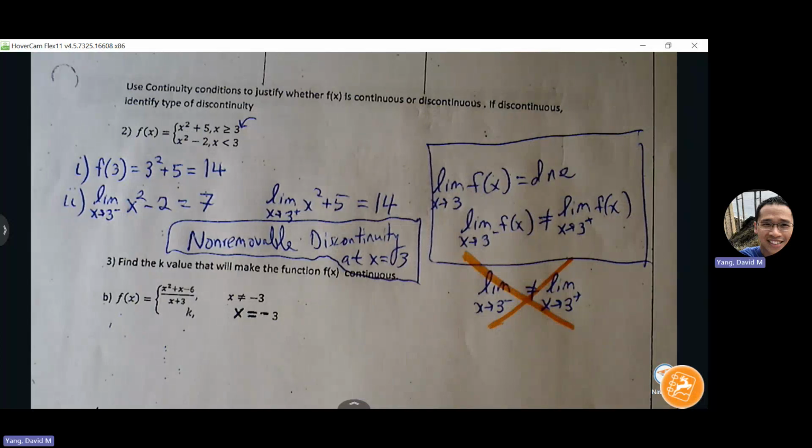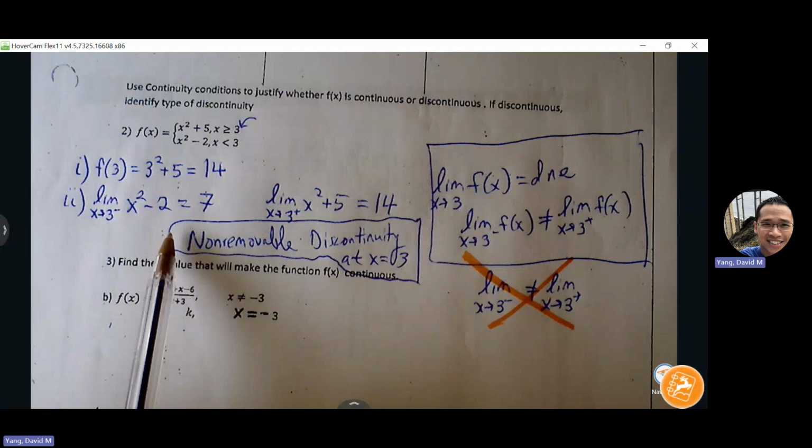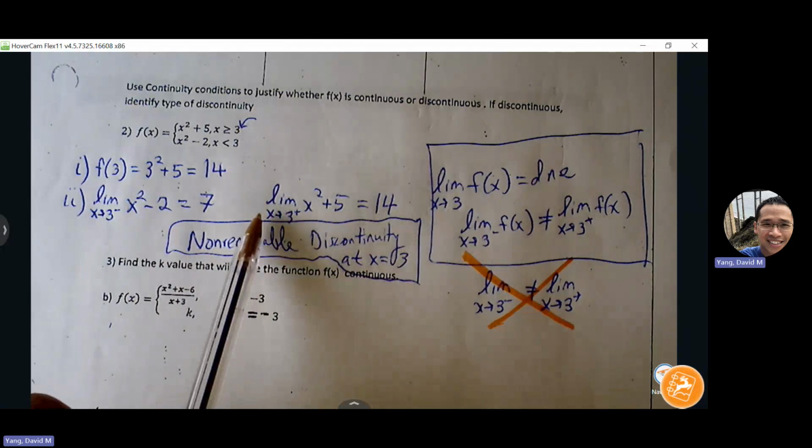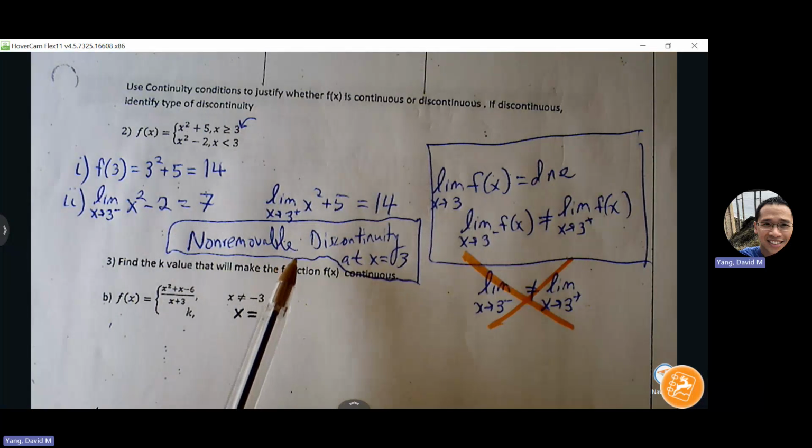You don't do step 3 for that problem? Right, why do we not do step 3? Because we already know what type of discontinuity it is, right? We only look at step 3 if we realize that there is a chance for a removable discontinuity.